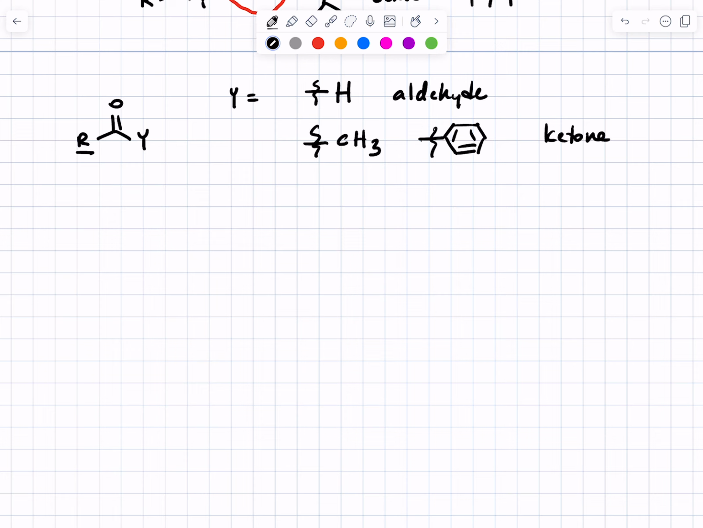Let's talk about the relative reactivity of aldehydes and ketones. Here is an aldehyde. Here is a ketone. We're going to see that aldehydes are more reactive than ketones. Understand that more and less are relative terms. We're just making the comparison with each other. Ketones are still decently reactive, but they're not as reactive as aldehydes. We can talk briefly about why that is.